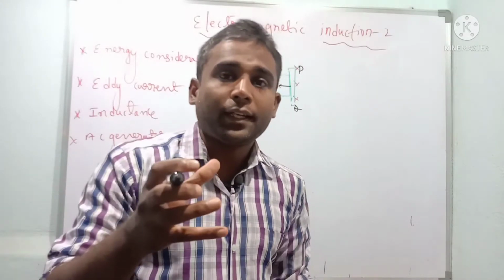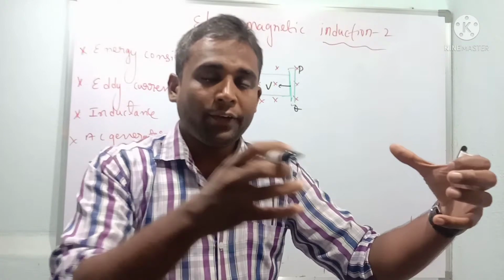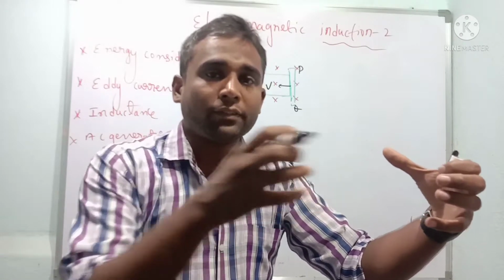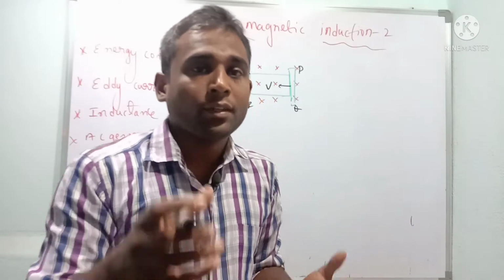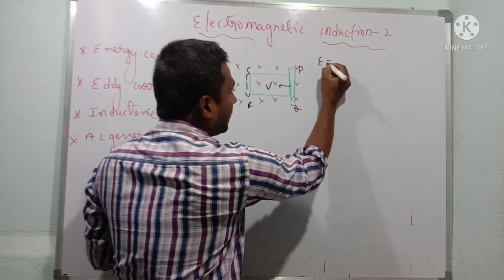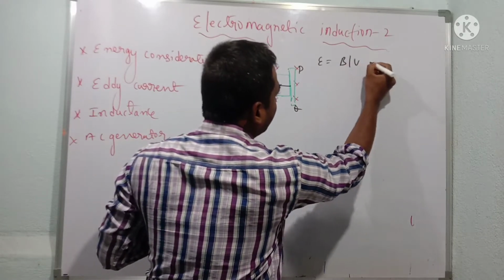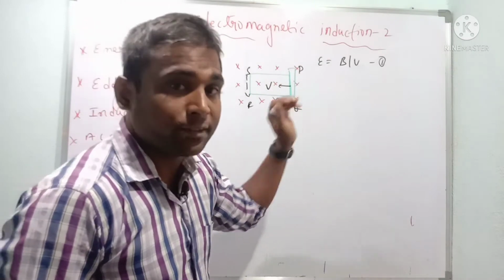When I bring the conductor into the magnetic field and move it, due to the motion of the conductor in the magnetic field, there is a generation of EMF. And we got that EMF is equal to what, children? That is BLV. This is called equation 1. Already we had derived this expression.